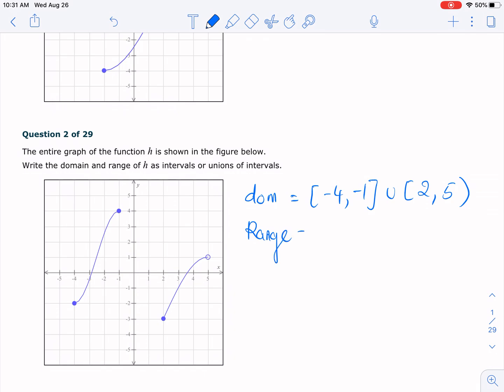Now for the range. You see right here, even though we have the gap, that's just for the domain. Now, if you look bottom up, you see we don't have any gap. So you see right here, we start at -3 and we end at +4.